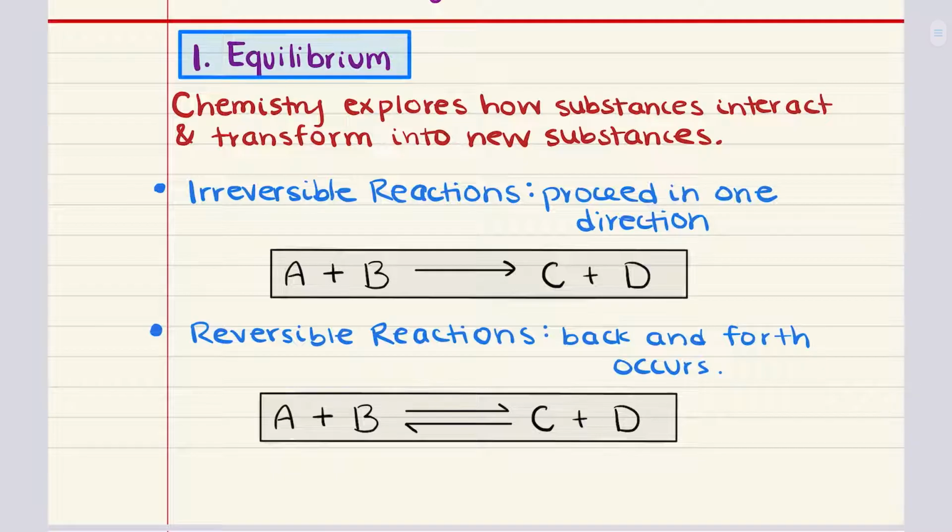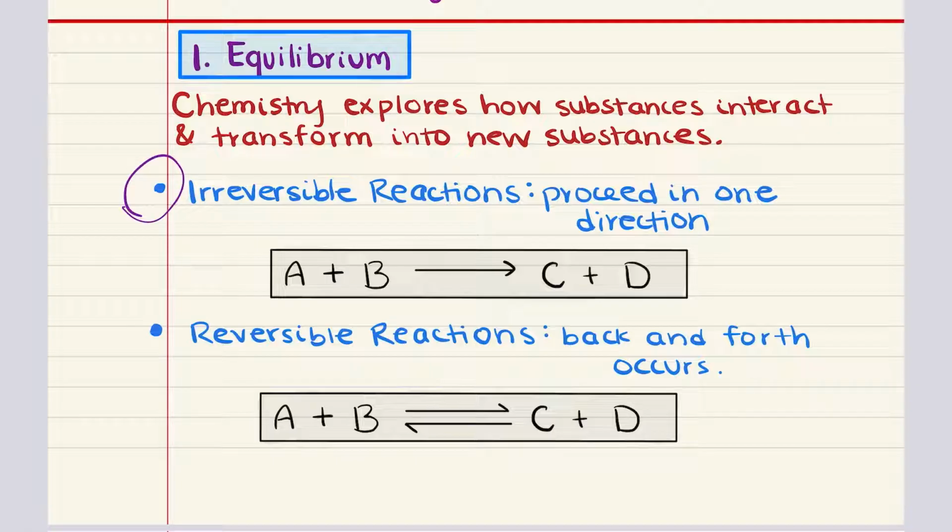Now, chemistry fundamentally explores how substances interact and transform into new substances. This transformation involves reactants. These are substances that enter a reaction, turning into products. These are new substances produced by the reaction. Now, most chemical studies really focus on understanding the nature of these transformations, which can vary greatly in their behavior and in their outcomes.